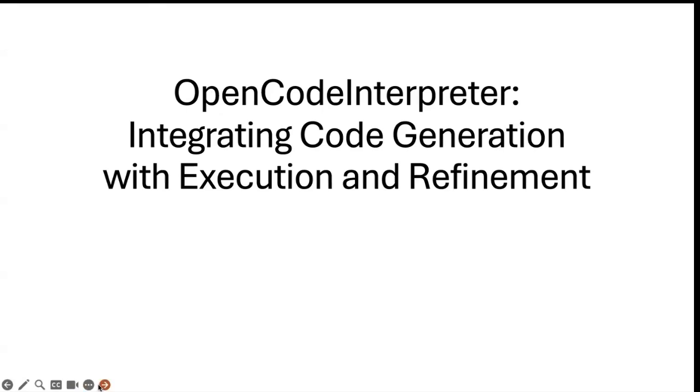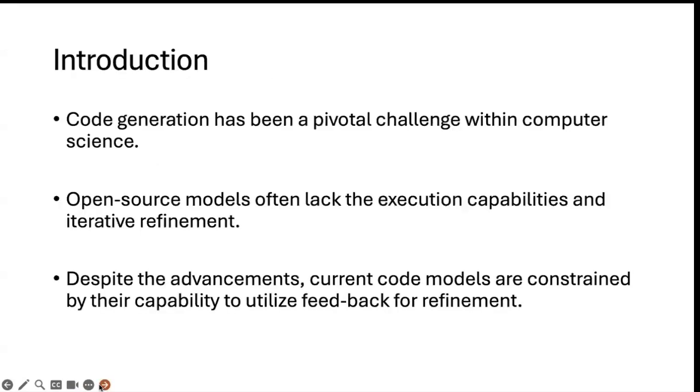As I mentioned, although the code generation task is one of the most vital challenges within computer science, there has been a lot of advancement with the introduction of large language models, and also the use of instruction tuning methods within them. But still the open source models lack the execution and iterative refinement capabilities compared to closed source models such as GPT-4. And hence, how about using the capability to utilize this feedback for refinement?